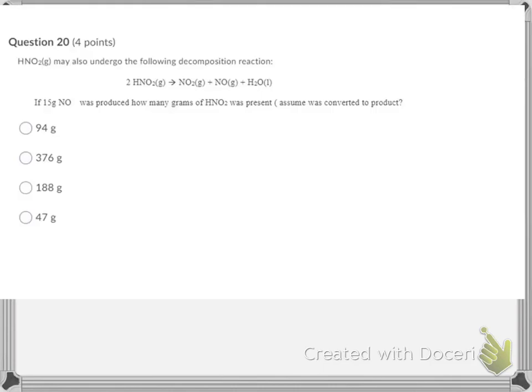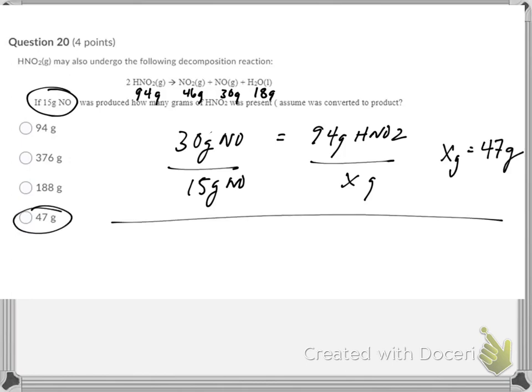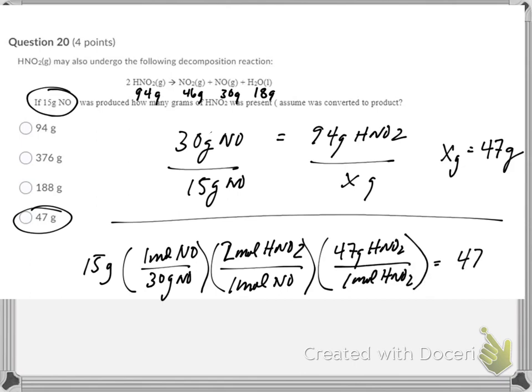All right, if 15 grams of NO was produced, how many grams of HNO2 was present? Okay, so it's basically the same thing. We set up our grams for the ratio method. So 30 grams of NO is made from 94 grams of HNO2. We only have 15 grams of NO, so how many grams of HNO2 do we have? And we see we have 47. Putting this in the grams to moles method, convert to moles, convert to the item given, and then convert to grams. We do that, and we get the same answer, 47 grams.